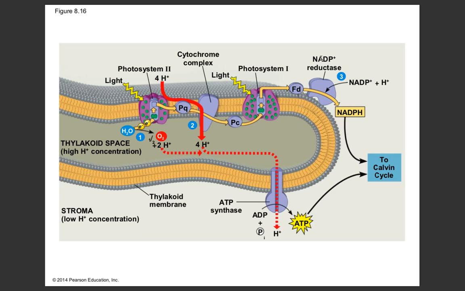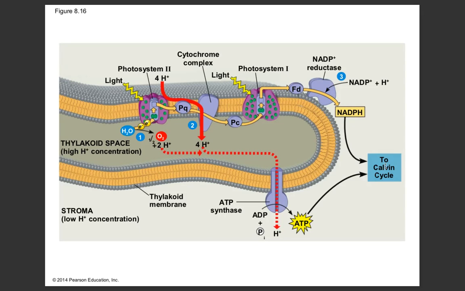Then we have our NADP plus reductase. Reduction is gain. We're gaining an electron essentially here, so we're creating NADPH. And again, we're creating this increase of hydrogen, which is going to flow back out because it's going from a high concentration to a low concentration. As it goes back out through this transport protein, it's going to create ATP. ATP synthase is the enzyme that creates ATP by photophosphorylation. Guess what? These two products are now going to move into the Calvin cycle.